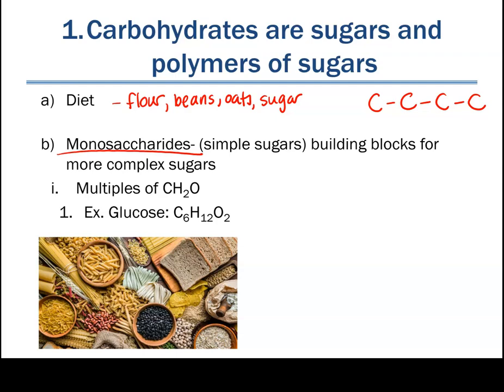Now, if you're looking at the chemical formula of a sugar, the way that you're going to identify it is by this basic formula. Sugar formulas are always going to be multiples of CH2O: 1 carbon, 2 hydrogen, and 1 oxygen. For example, glucose, you've probably heard of glucose before. That is a single basic, very common sugar. It's the one that we find most often in plants.